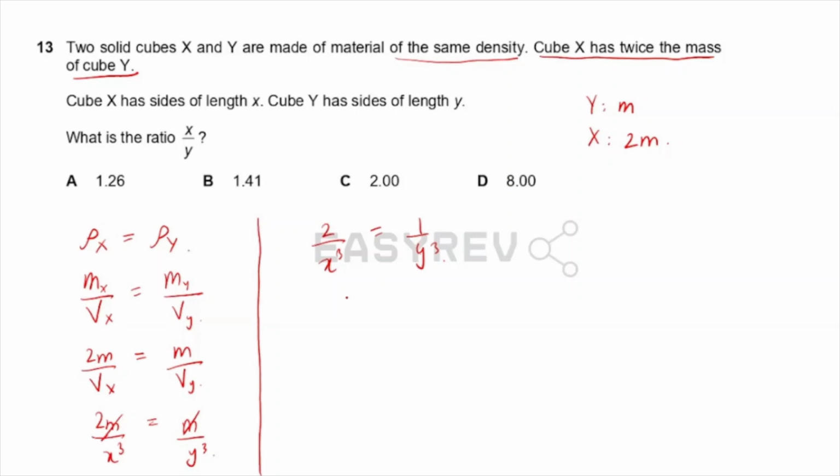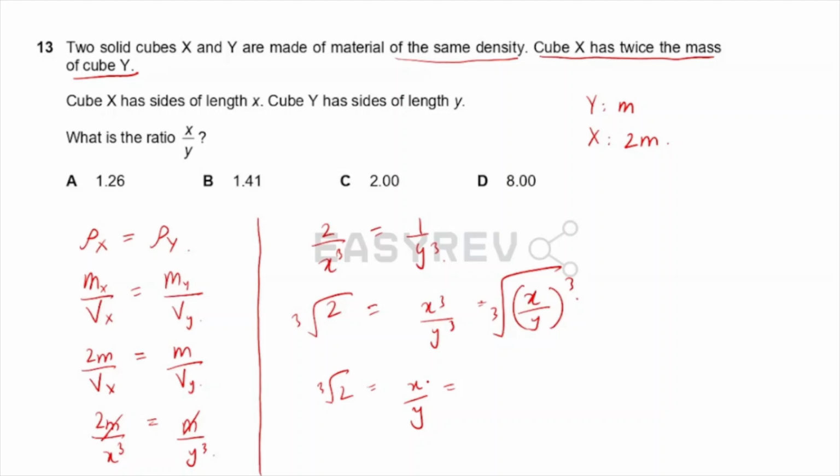Now we make x over y the subject of the formula. For this, I'll have to multiply on both sides by x cubed. And to get rid of this cube, I can take a cube root on both sides. And so I get x over y, which if we plug in the value in our calculator, we should get 1.2599. That rounds off to 1.26. So your answer will be A.